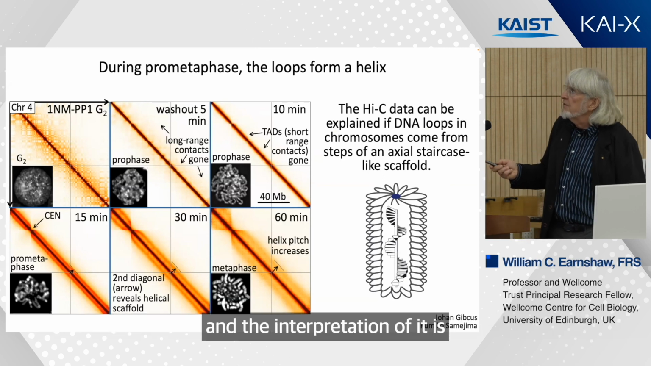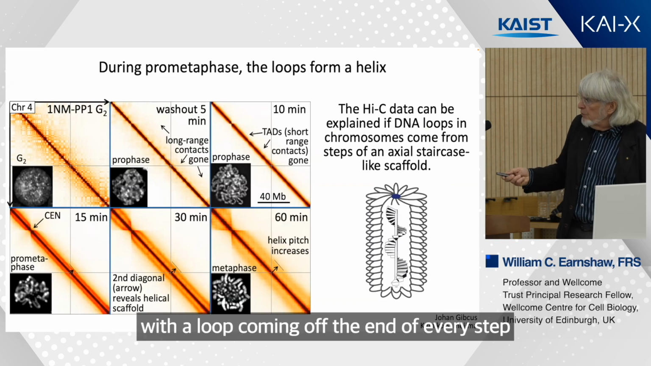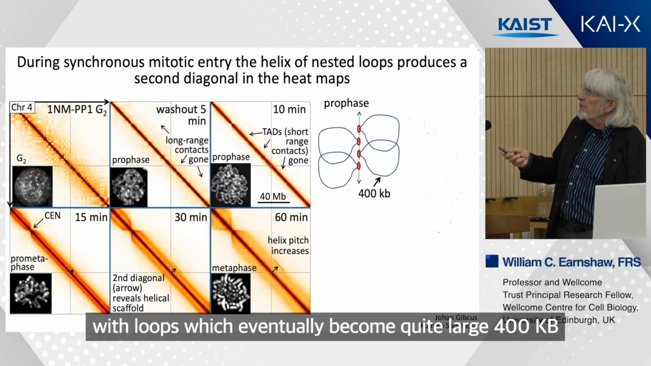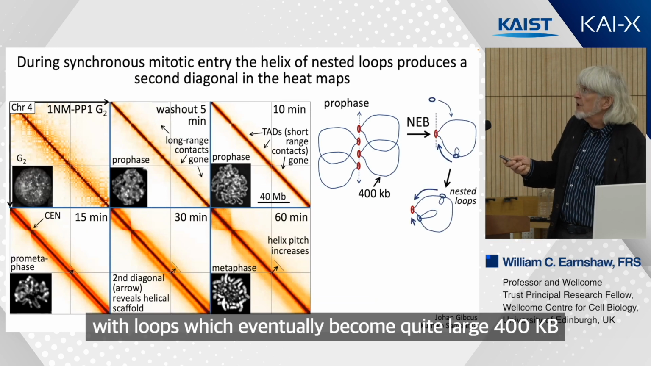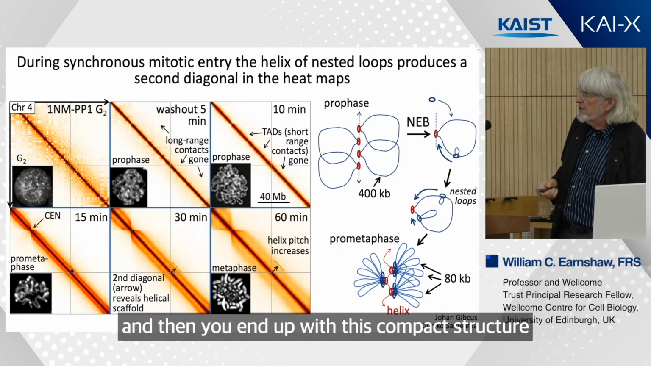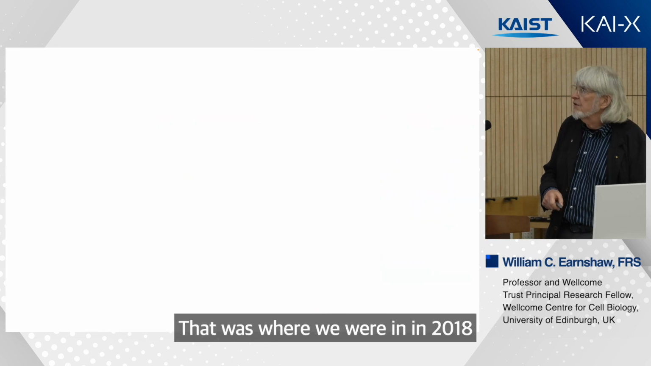And the interpretation of it is that chromosomes are organized like a spiral staircase with a loop coming off of the end of every step. We started in prophase with loops which eventually become quite large, 400 kb. And then condensin 1 jumps on and it makes loops inside those loops. And then you end up with this compact structure. That was where we were in 2018.